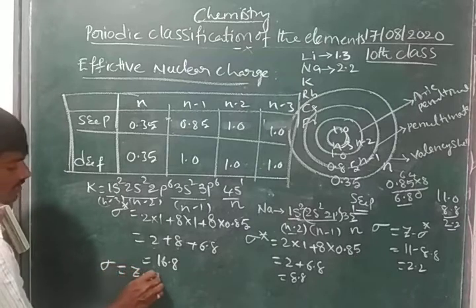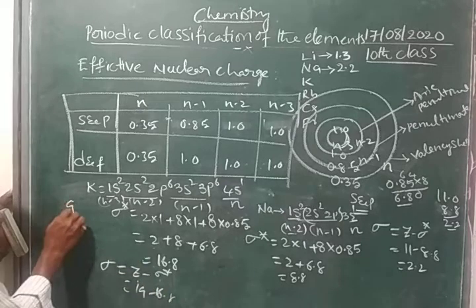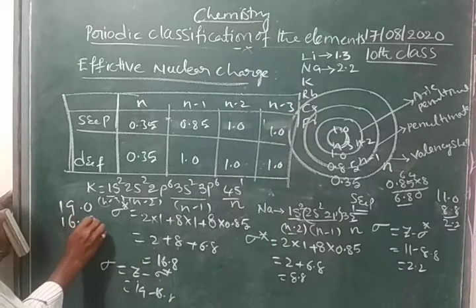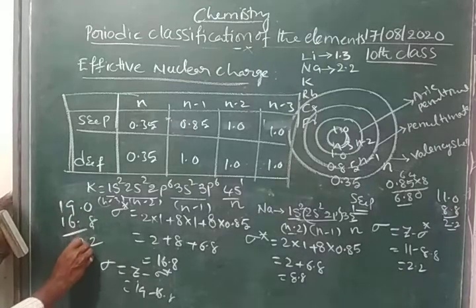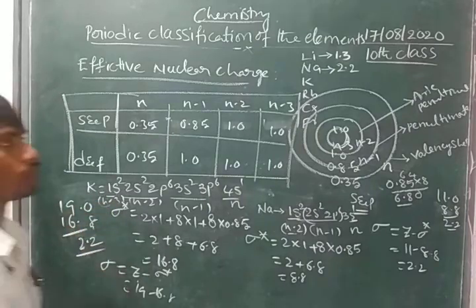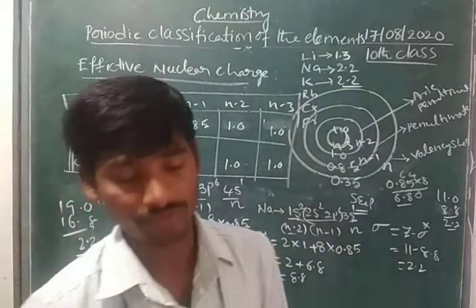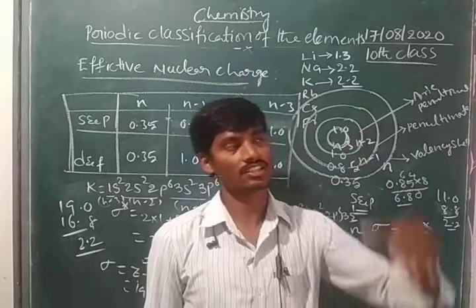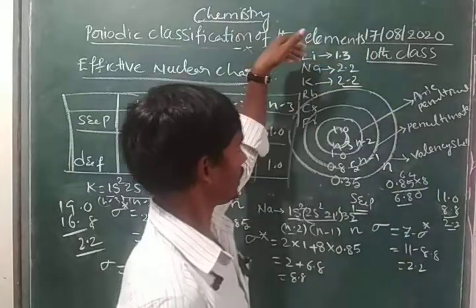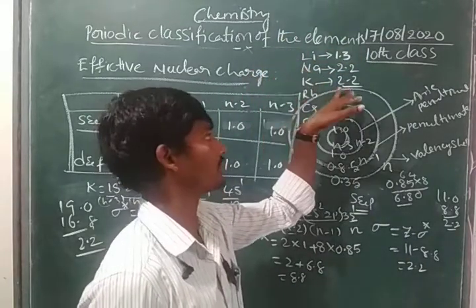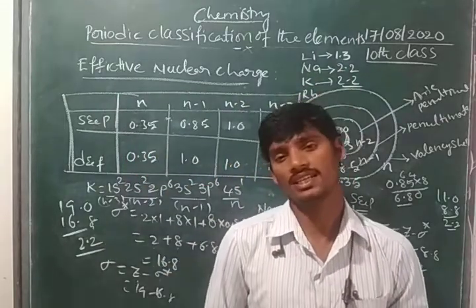Then Z star equals Z minus sigma star. So Z means 19, 19 minus 16.8. How much are we getting, children? 2.2. See children, here also we are getting 2.2. That means when we compare the effective nuclear charges from top to bottom in a group, it decreases. Actually the charge of potassium is 19, but the effective nuclear charge is 2.2. That means effective nuclear charges gradually decrease, right children?